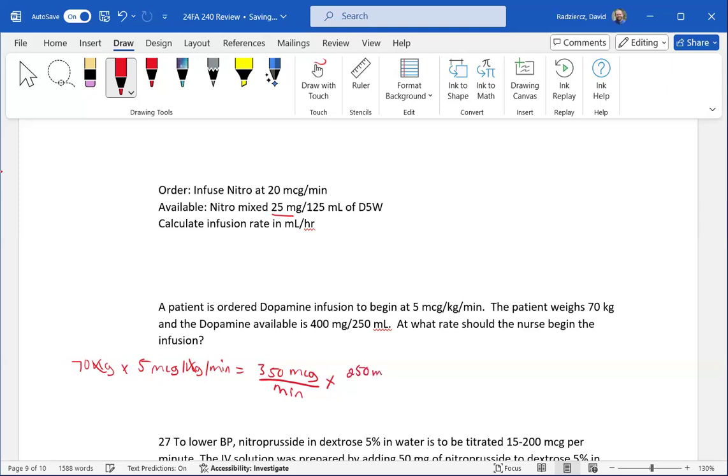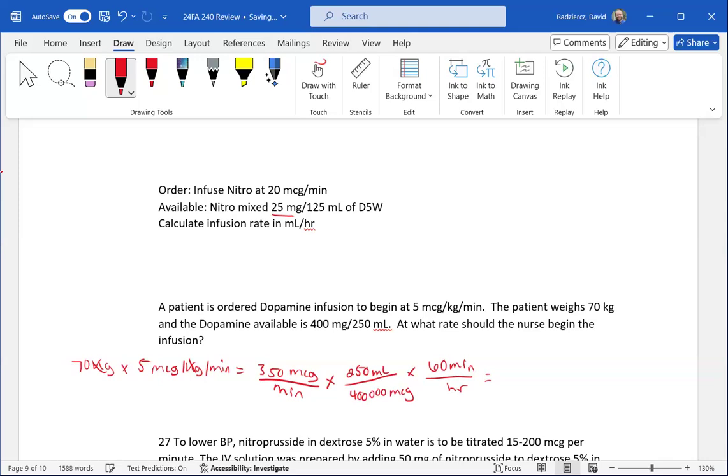So 250 ml, 400,000 micrograms. And I'm sorry that my writing's getting a little bit slanted here. It helps you stay awake trying to figure out which way I'm going to go next in my writing.